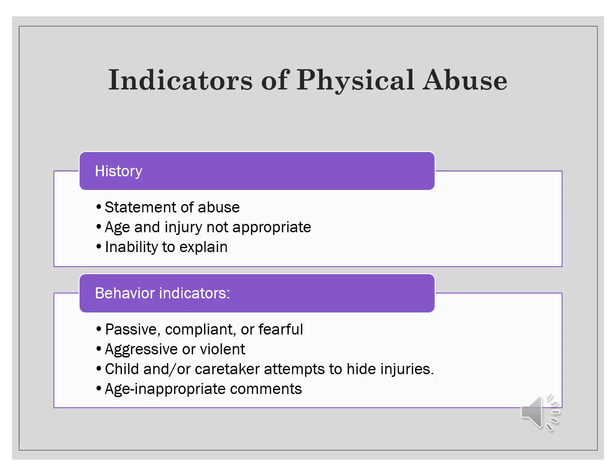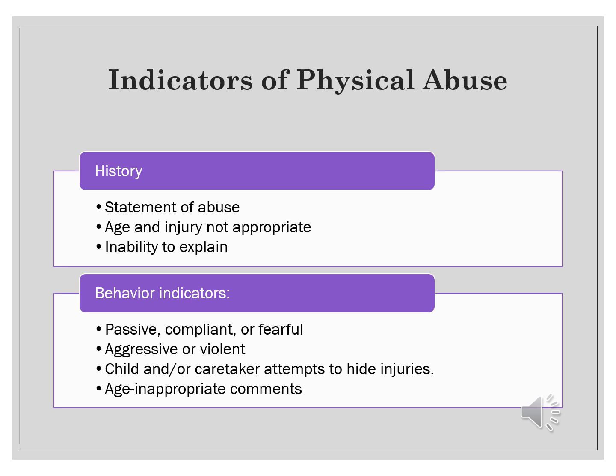Indicators of physical abuse can be observed when taking a history on a patient or by observing behavioral indicators. When taking a history, a child may state that the injury was caused by abuse. Also, knowledge that a child's injury is unusual for a specific age group can be a red flag. Or if the parent is unable to explain the cause of injury, that is a sign of physical abuse.